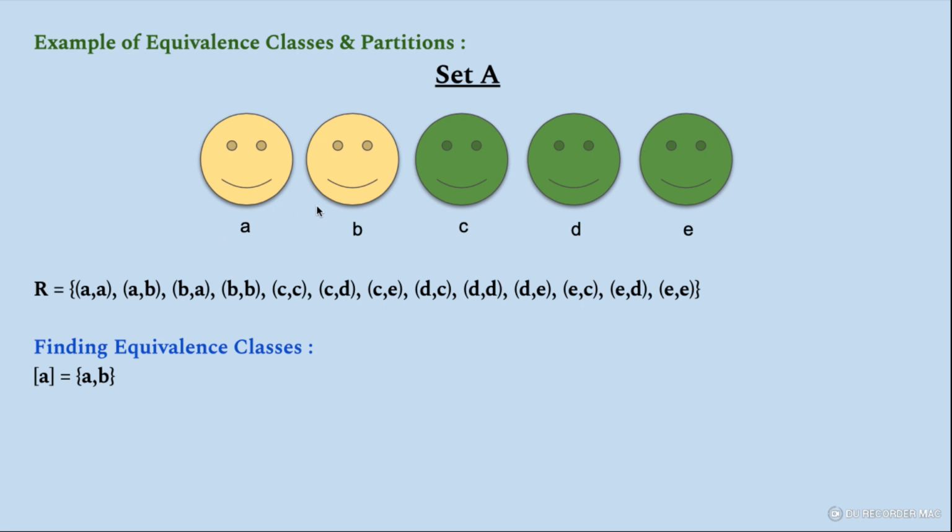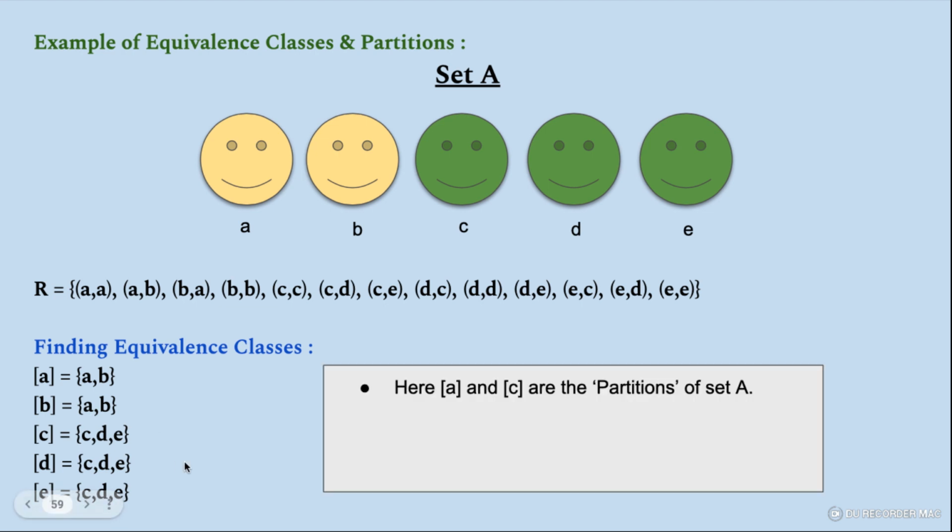Then equivalence class of B is again {A, B} only. Equivalence class of C is going to be {C, D, E}. From the relation you can say it is C, D and E. Equivalence class of D is again {C, D, E}. Equivalence class of E is also again {C, D, E}. So what is the finding here? Equivalence class of A is equal to equivalence class of B. Equivalence class of C is equal to equivalence class of D is equal to equivalence class of E.